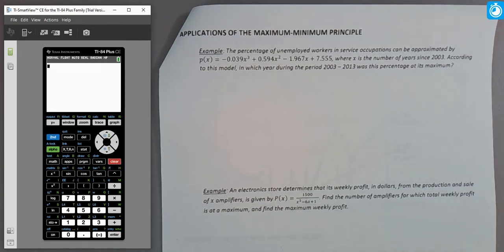Okay, so let me clear out my calculator. Let's clear out the graph. That way if we need it, we can type it in.